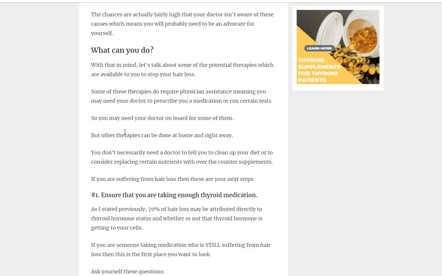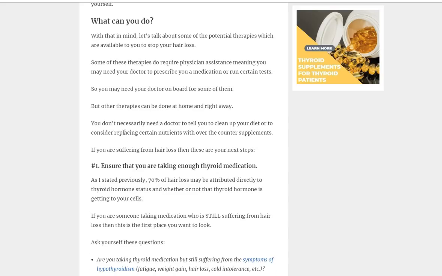So let's talk about what you can do if you find yourself in this situation where you have Hashimoto's, you're suffering from hair loss, you don't know what to do, and general treatments haven't worked.